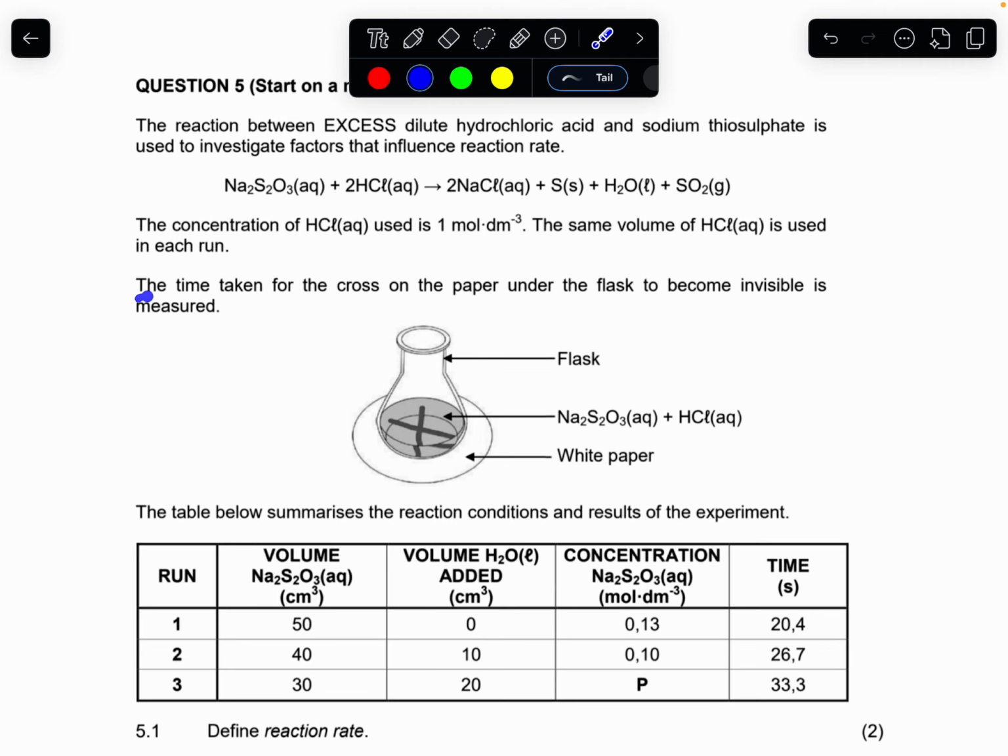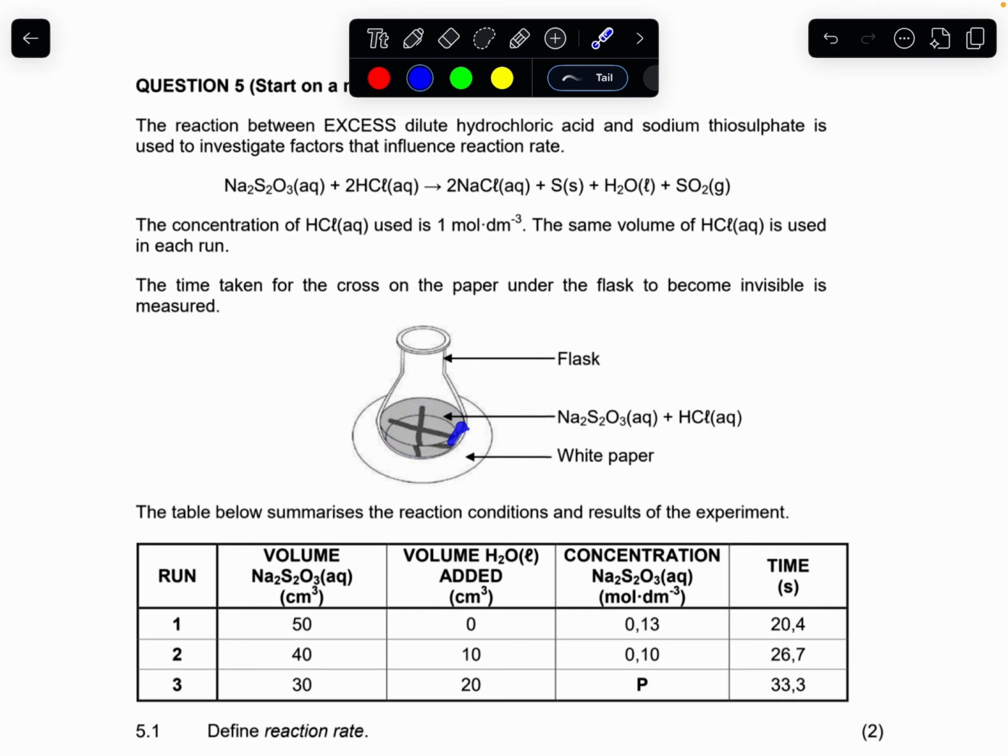So now it says the time taken for the cross on the paper under the flask to become invisible is measured. So here, guys, in this conical flask, there's an acid and sodium thiosulfate, and there's a white paper with a cross written on it. There's a cross under that. As this reaction progresses, it forms a white precipitate. We call it turbidity.